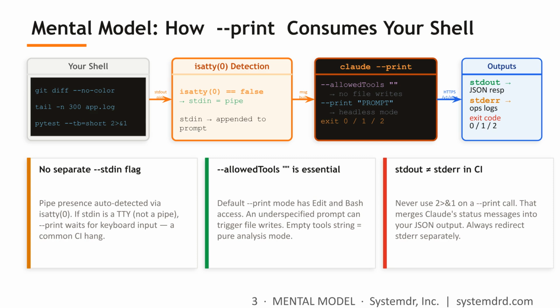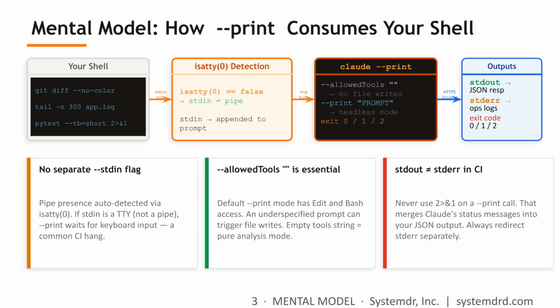Box 2 is TTY detection. When claude --print starts up, it checks whether file descriptor 0, that's stdin, is connected to a terminal or a pipe. If it's a pipe, Claude reads all of stdin and appends that content to the end of your prompt string, separated by 2 newlines. The effective message the API receives is your prompt text, 2 newlines, then all the stdin data. There is no separate --stdin flag. This is automatic, always on, and non-optional.